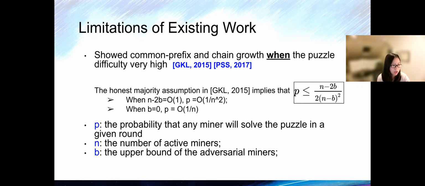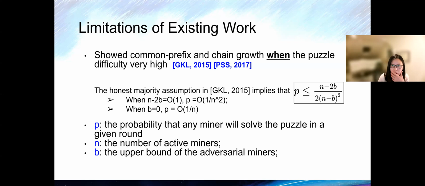In fact, those results are derived under an assumption called the honest majority assumption. This assumption, unfortunately, itself contains many interdependent parameters. If we zoom into their interdependency, we find the following implication, where P is upper bounded by this quantity. Here, P is the probability that any miner will solve a puzzle in a given round, so intuitively it is a mining rate. N is the number of active miners, and B is the upper bound on the number of adversary miners.